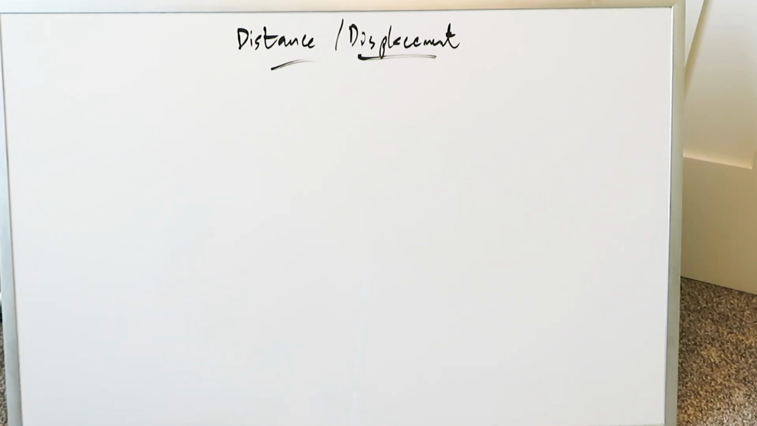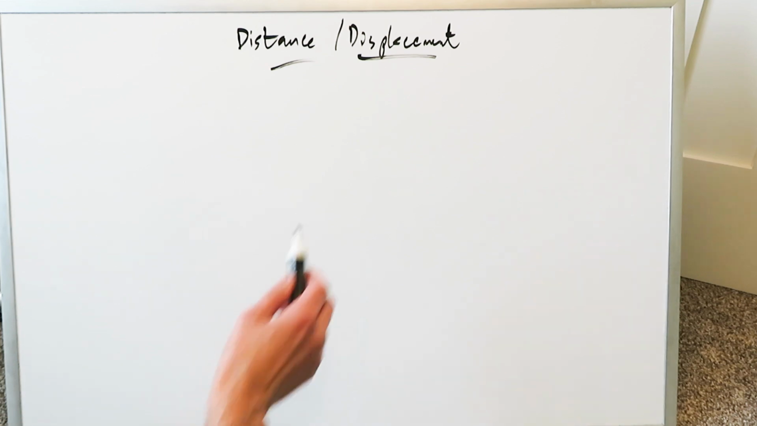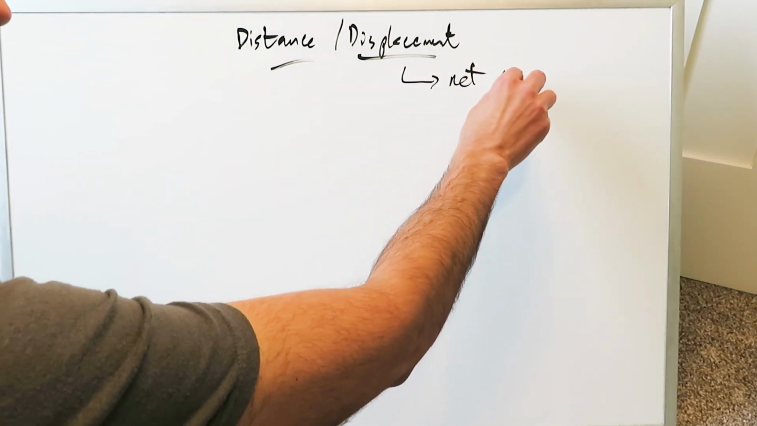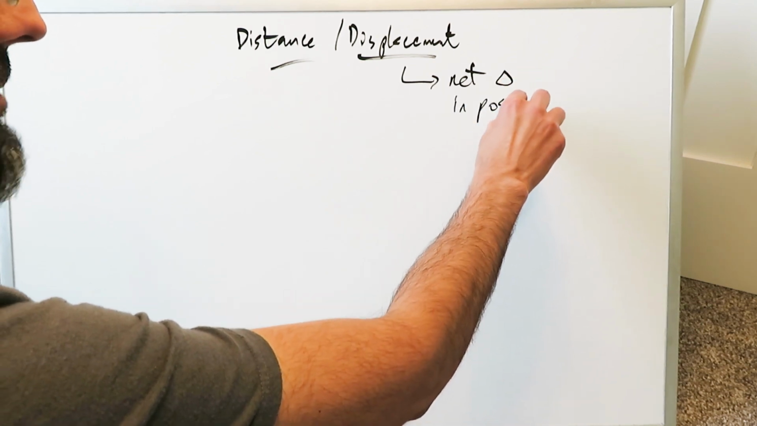Important physics concept here, not a long video. We're looking at distance and displacement. What is the difference between these two very important terms? Let's talk about this. This right here represents, let's use the word, net change in position of an object.